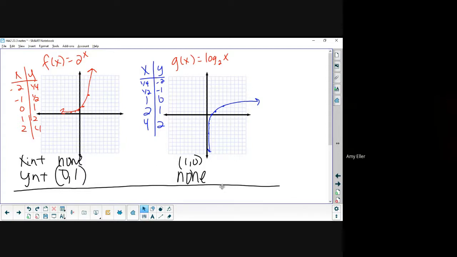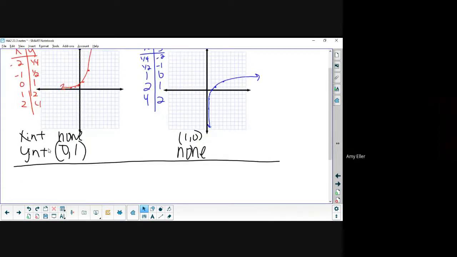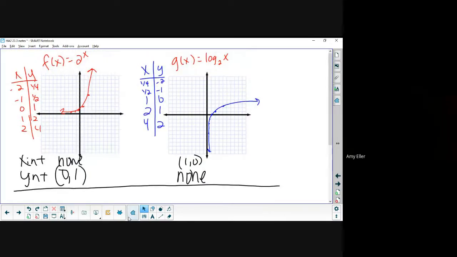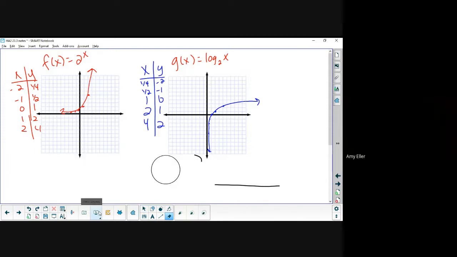Okay, next is domain and range for each. I'm going to erase mine so I can see it all at once, but you were just going to keep on going down the paper. Any notation you want: interval, set, or inequality.